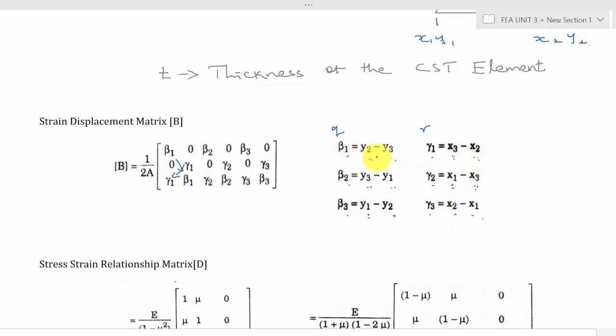So the only thing you have to remember is this equation. Then you can write 1, 2, 3, 2, 3, 1, 3, 1, 2. Then for gamma, just repeat the equation. It is 3 minus 2. Then if it is 3 minus 1, it is 1 minus 3. If it is 1 minus 2, then it is 2 minus 1. Okay. So this is how you have to remember the B equation.